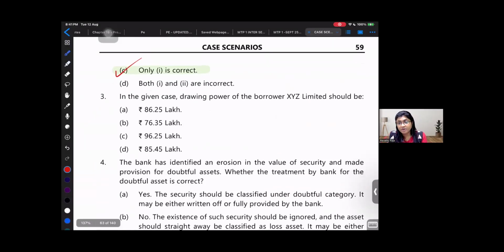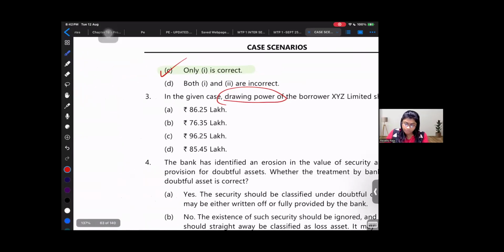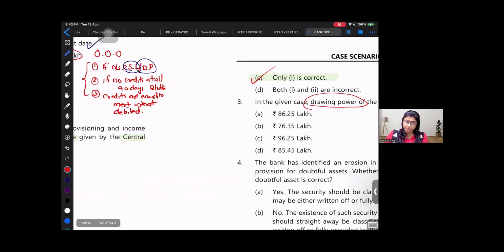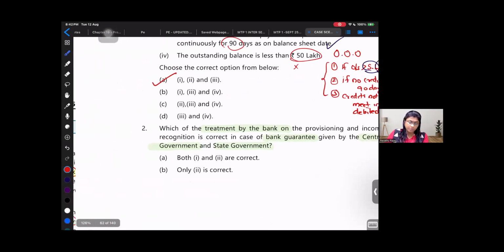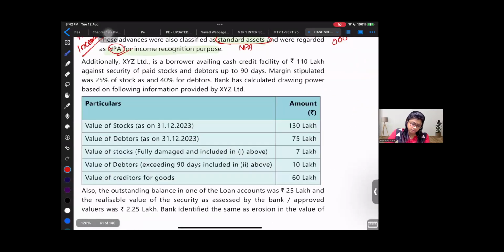ICA is a very favorite question. Calculation of drawing power. Will you guys calculate and let me know? I don't have a calculator. Please help me. Calculation of drawing power. Question where? Here. Can you calculate with me, please? I don't have the calculator. Please help, guys.